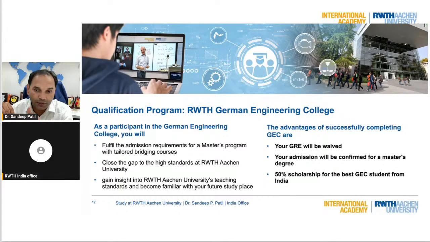Then a 50% scholarship is available for the master's degree program to the student who is going to be the best student from India. That student needs to pass all the five preparatory courses in the first attempt, and he has to be the top student from India. So this is the requirement for getting the 50% scholarship.